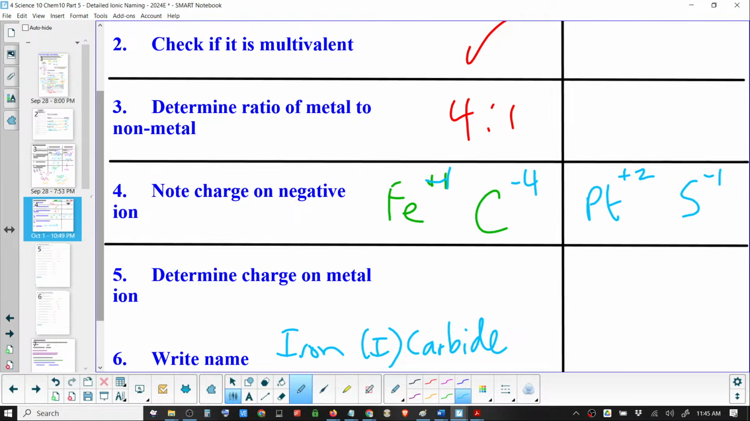No. Pardon? Minus 2. So what do we have to do to both of these? Multiply by 2. Well done. So we take those, multiply by 2, and we get Pt plus 4, S minus 2. What is the name then?